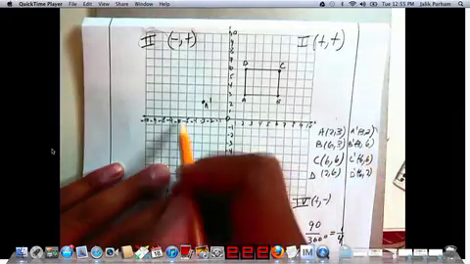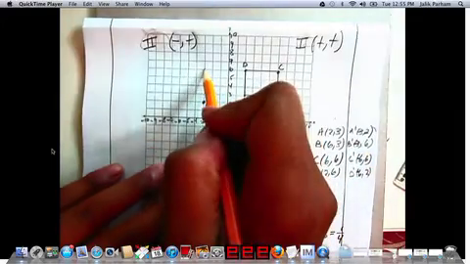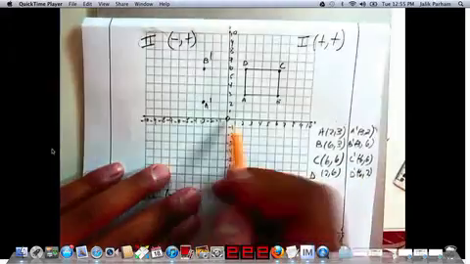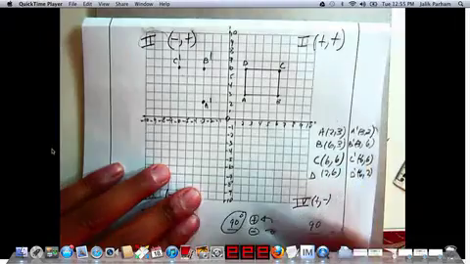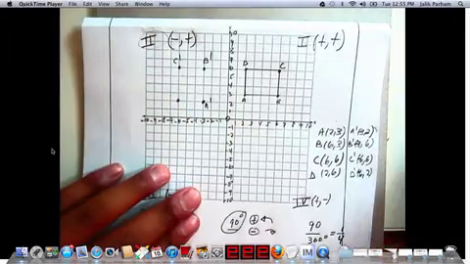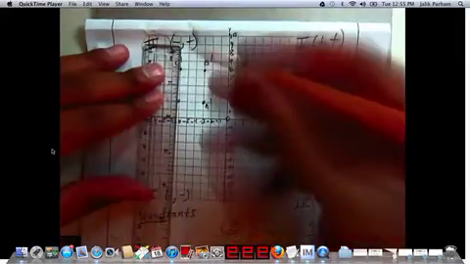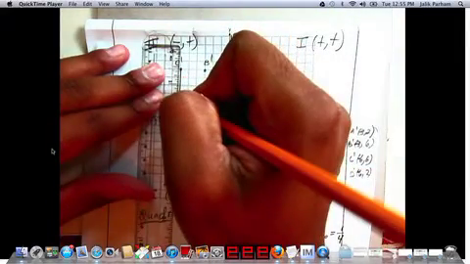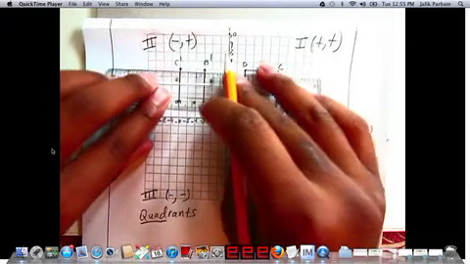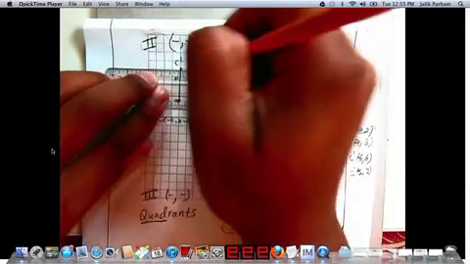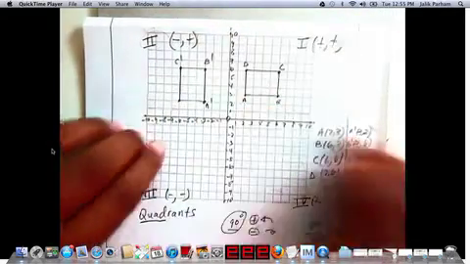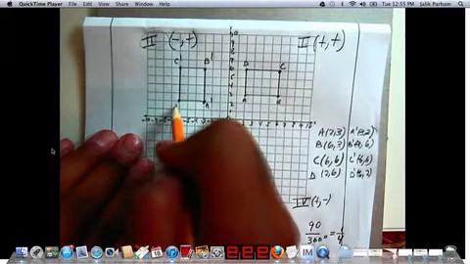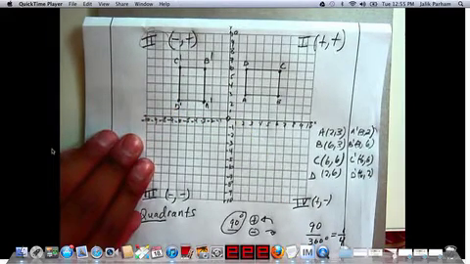B prime is negative 3, 6. Negative 3, 6 is B prime. C prime is negative 6, 6. Negative 6, 6 is right here. And finally, negative 6, 2 right here. Take the ruler, draw any straight edge, connect the points. We just rotated 90 degrees. Now, if they told you to rotate 180 degrees, we'll do that right now as well.